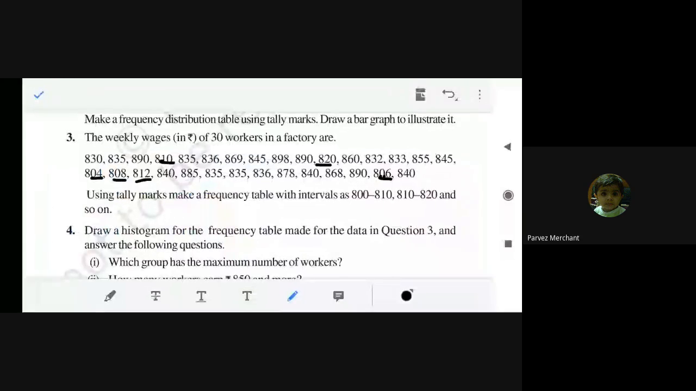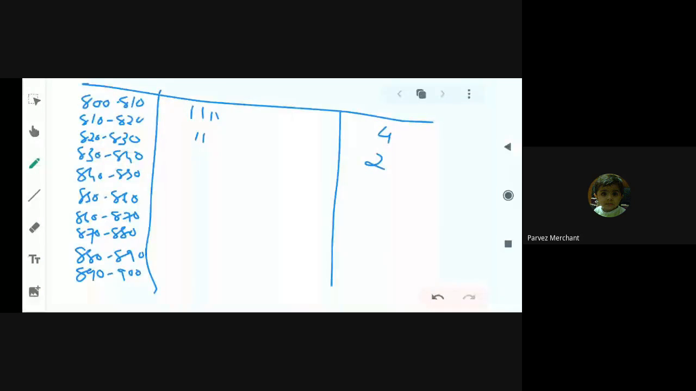Now between 820 to 830, the third group. First of all, 830. Okay, only 830. Right? So only 1.